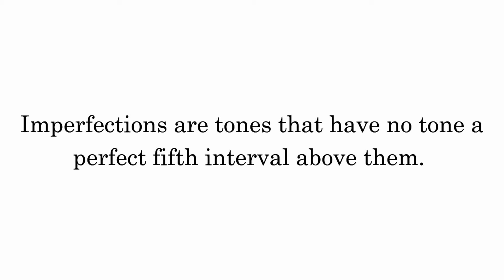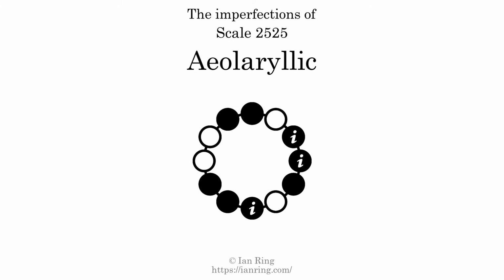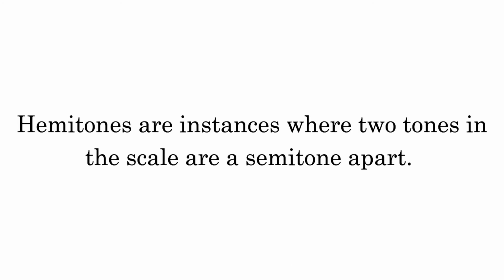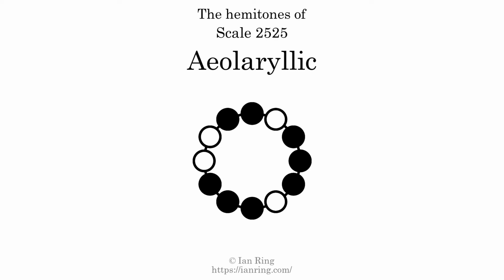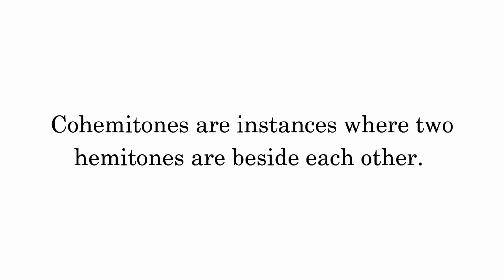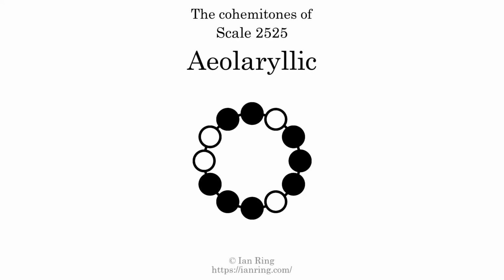Imperfections are tones that have no tone a perfect fifth interval above them. This scale has 3 imperfections. They are at positions here, here, and here. Hemitones are instances where 2 tones in the scale are a semitone apart. This scale has 5 hemitones. They are at positions here, here, here, here, and here. Cohemitones are instances where 2 hemitones are beside each other. This scale has 2 cohemitones. They are at positions here and here.